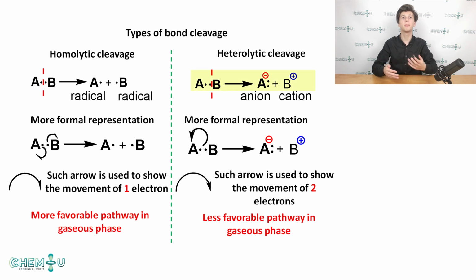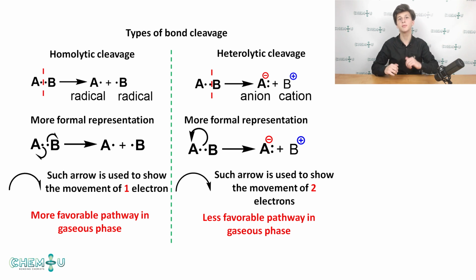In contrast, if both electrons after cleavage are attributed to one atom and the other has gained no electrons from the shared electron pair, then we call this cleavage heterolytic. In this case, an anion and a cation are formed. I should stress the fact that homolytic cleavage is much more preferable in a gaseous state than a heterolytic one, while in liquid media it's quite complicated to predict the more favorable pathway.